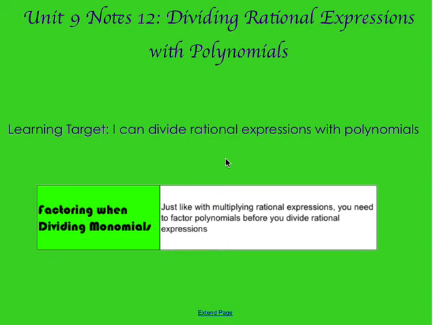Humbert here, and today we're going to be doing Unit 9, Notes 12. So we're going to be talking about dividing rational expressions with polynomials. So our learning target is that we can divide rational expressions with polynomials.